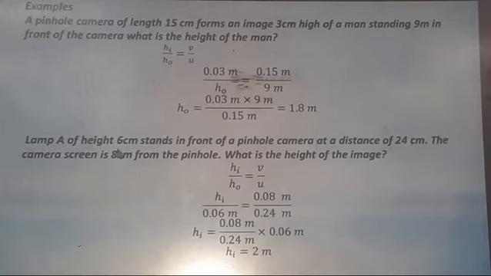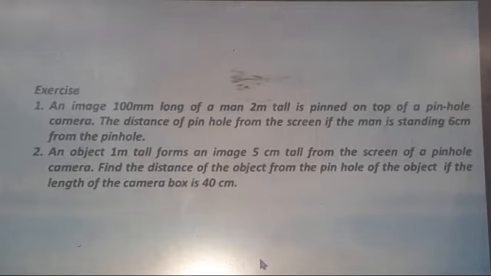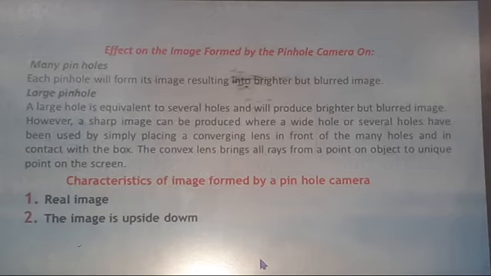We have been given the height of the object, the distance of the object from the camera, and the distance of the image. By substituting in our formula, hi over h naught is equal to v over u, we get that hi is equivalent to 2 meters. Those are some of the examples of calculation of magnification in a pinhole camera.